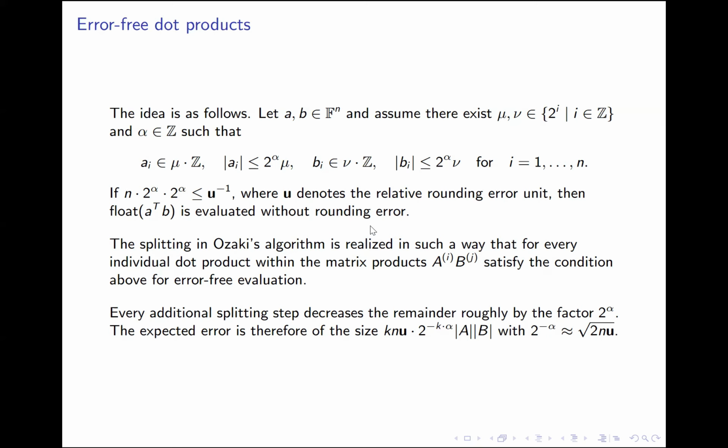In the original algorithm of Ozaki et al., this condition is ensured for all individual dot products within the matrix products A_i, B_j. This allows us to reduce the error, which would typically be n times u times the absolute value matrix product of the vectors, by a factor 2 to the power of minus k times alpha. Because for every split, we cut alpha bits out of the number, the most significant ones. So with every split, we gain a precision of alpha bits.